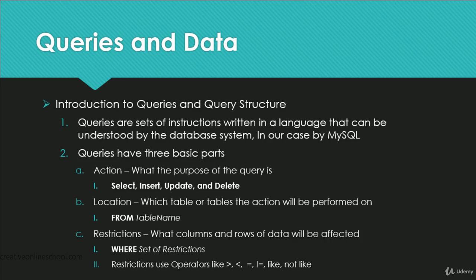An action, or what the purpose of the query is, will begin with either select, insert, update, or delete. A location, which identifies which table or tables the action will be performed on, will be started by from and the table name. The restrictions, which is the most expansive section, covers what columns and rows of data will be affected. Most of them will start with where and the set of the restrictions. Restrictions often use operators like greater than, less than, equals, not equals, like, or not like.